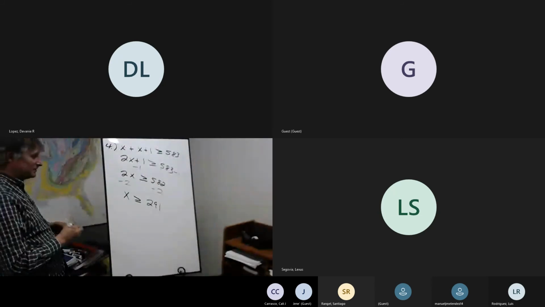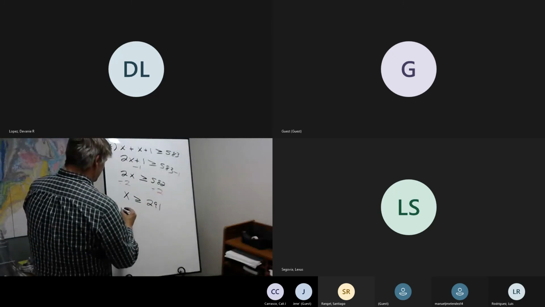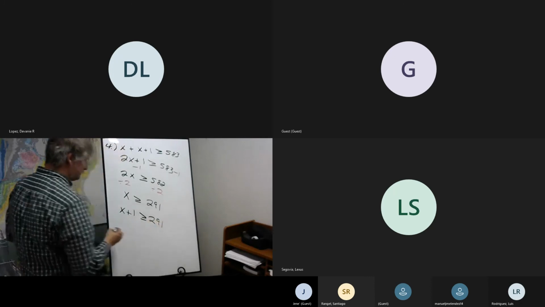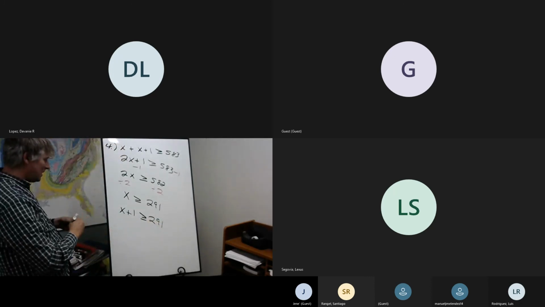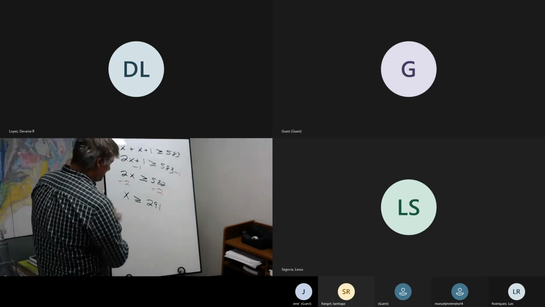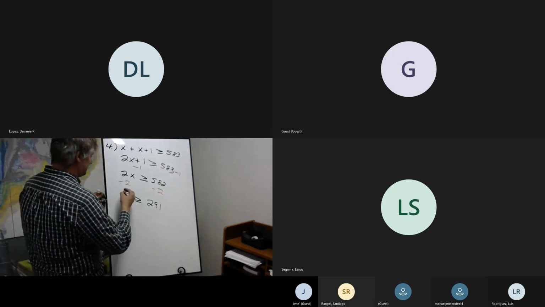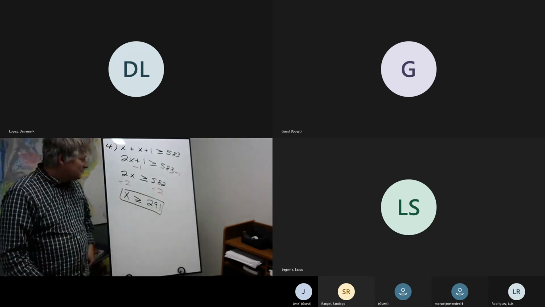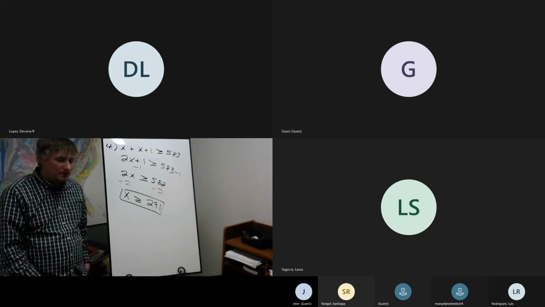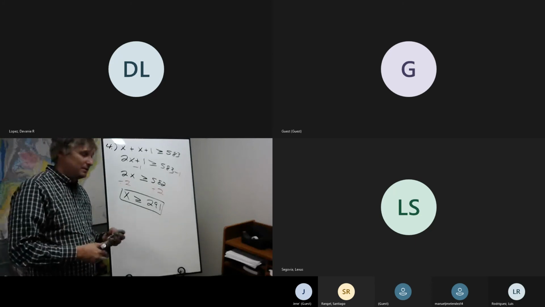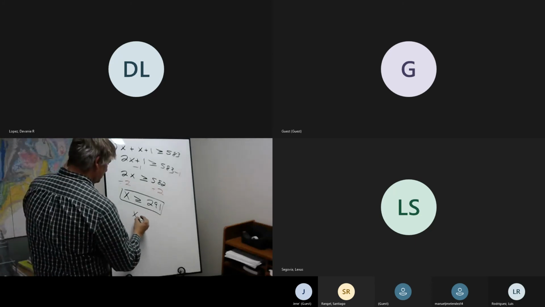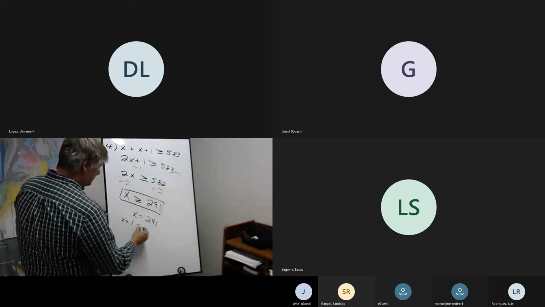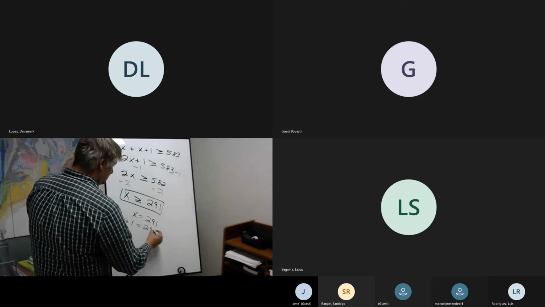So to find our next number, that's x plus 1, is greater than or equal to 291. Oh, sorry, we don't need to. This is going to give us what we want. So x is going to be 291 or greater. So that means if x was equal to 291, then x plus 1 would be 292.